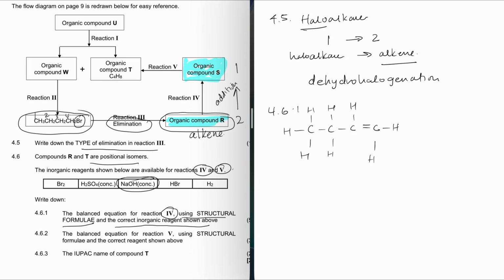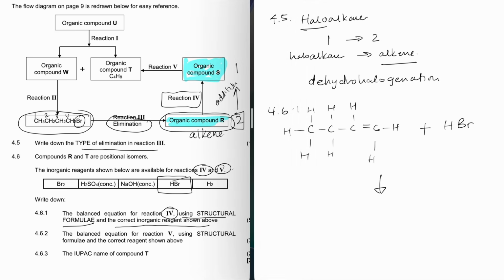Now, because we are going from a 2, an alkene, to a 1, there's only one type of reaction that does that, and that's an addition reaction. So reaction 4 is most certainly going to be an addition reaction. Now, using the reagents that are here, the one that's going to help us is HBr, because the HBr is going to break the double bond and add a hydrogen and a bromine. So I'm going to add in here HBr.